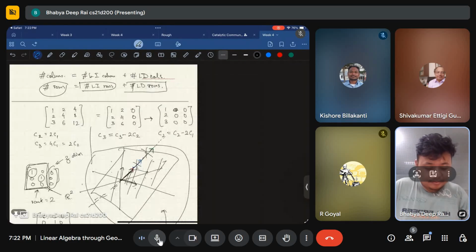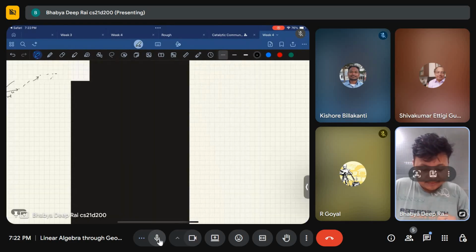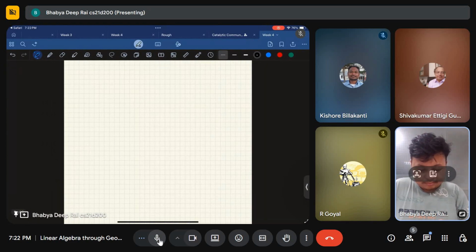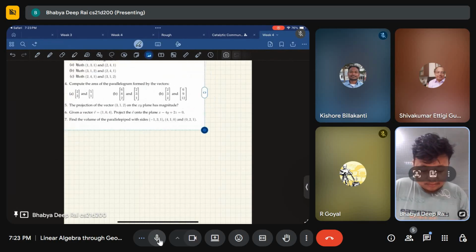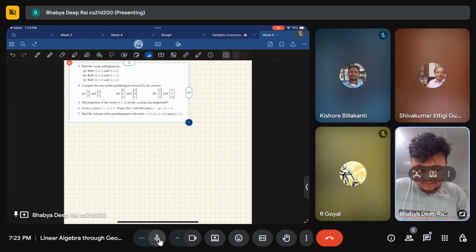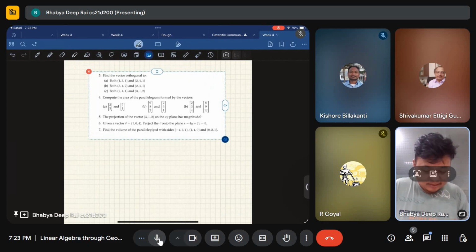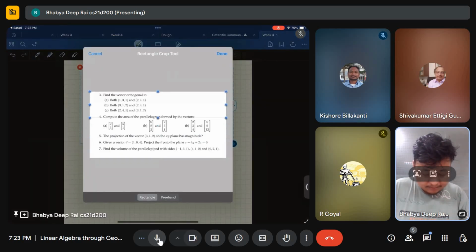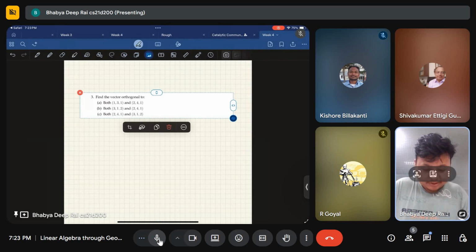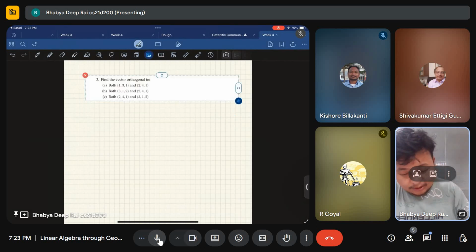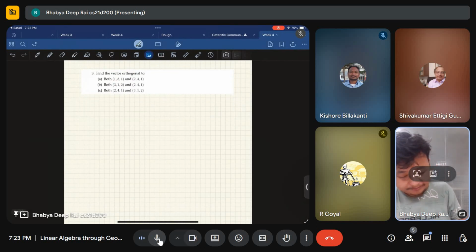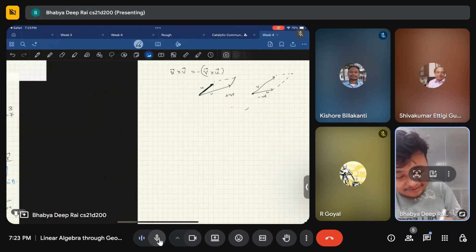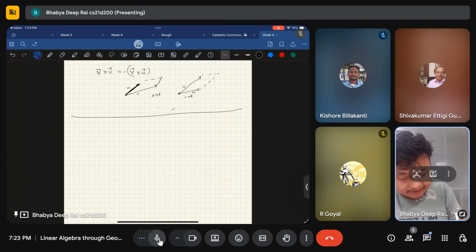Another problem. So here you have it. Now, oh, okay, it has so many things. Okay. So before this, I just want to give you the formula of cross product.